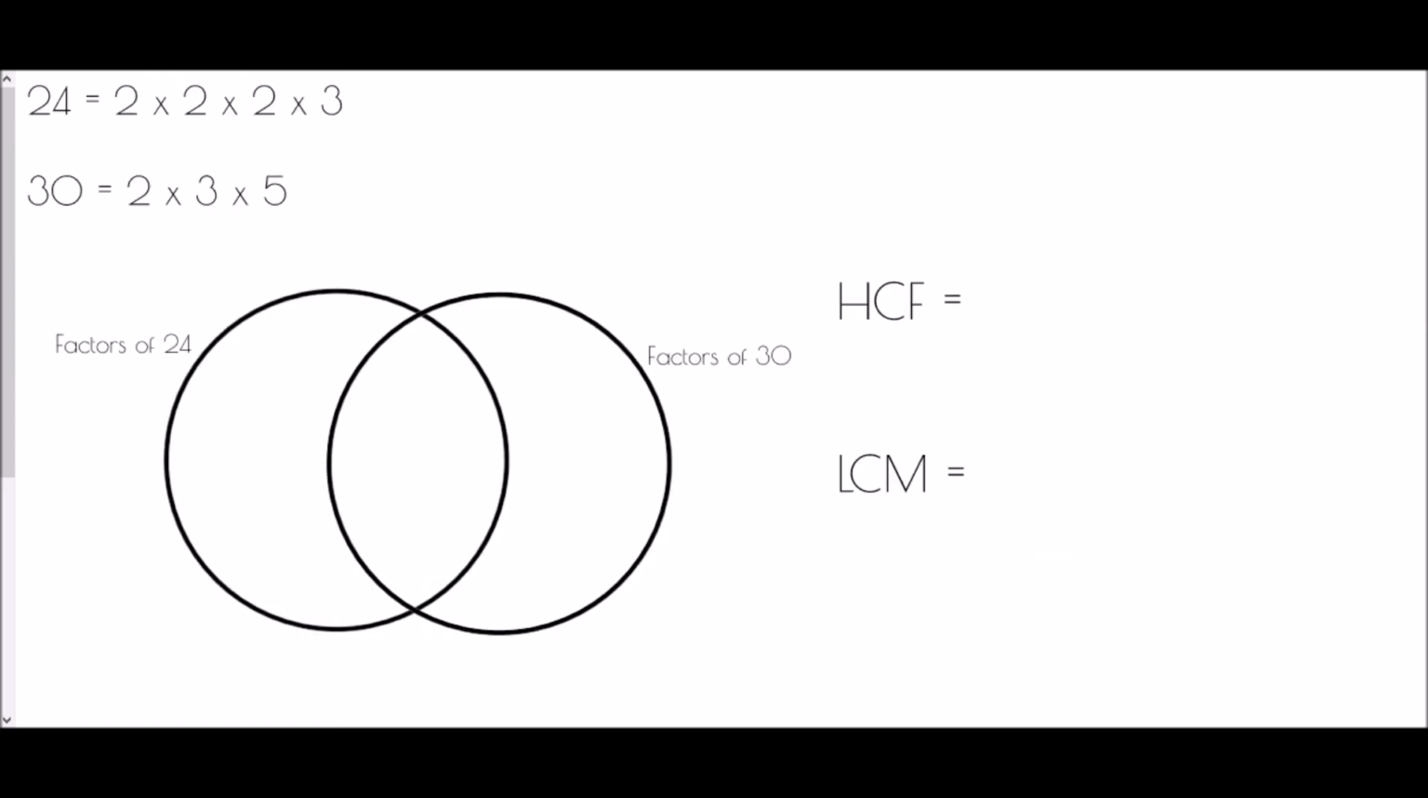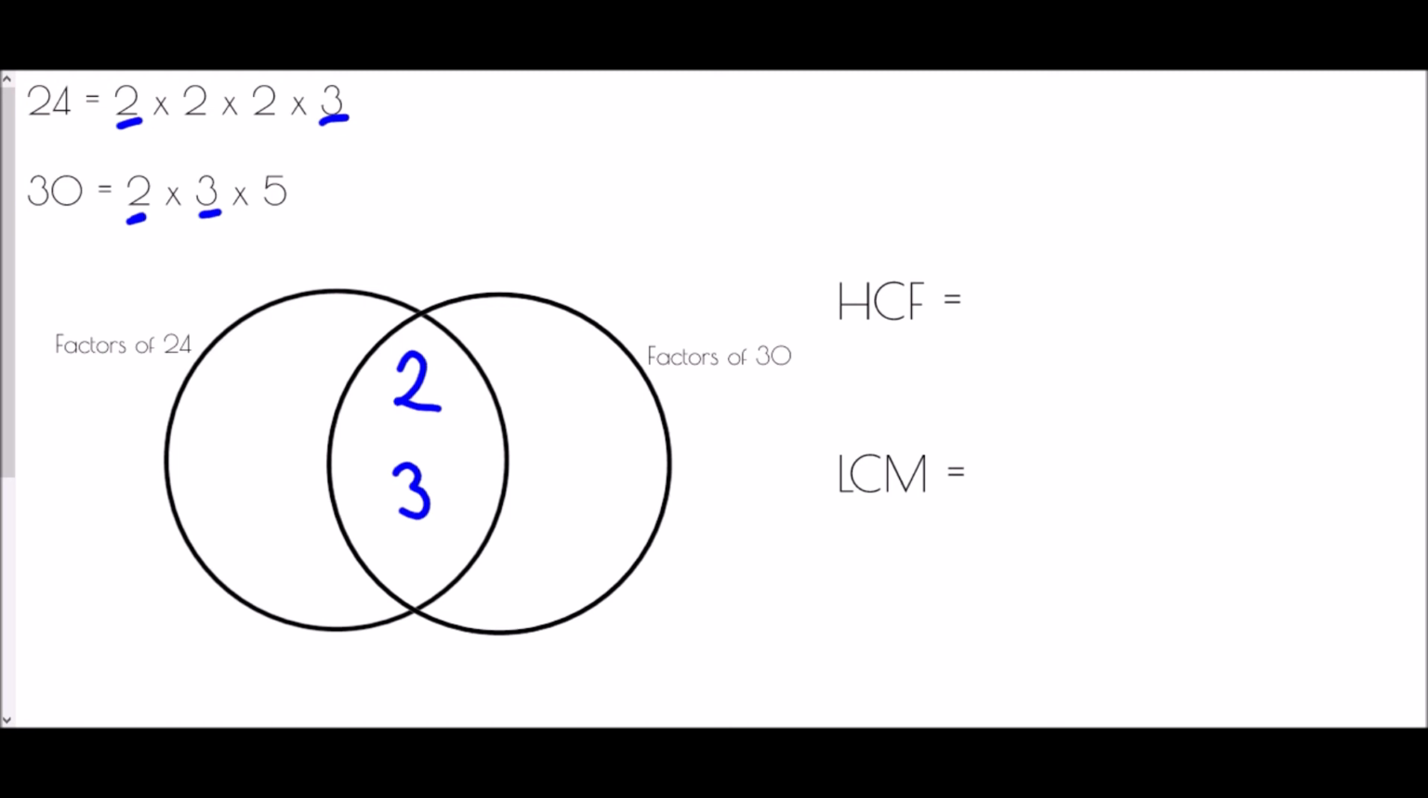So now we want to put that into our Venn diagram. We have a circle for the factors of 24, a circle for the factors of 30, and all we need to do is find where the common factors are. And so there is a 2 in both of our lists, so we can place that in the center. There is also a 3 in both of our lists, so we'll put that in the center as well.